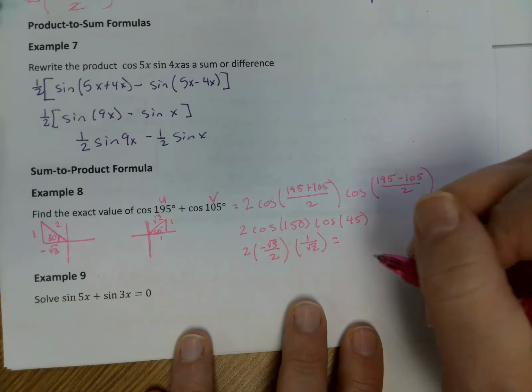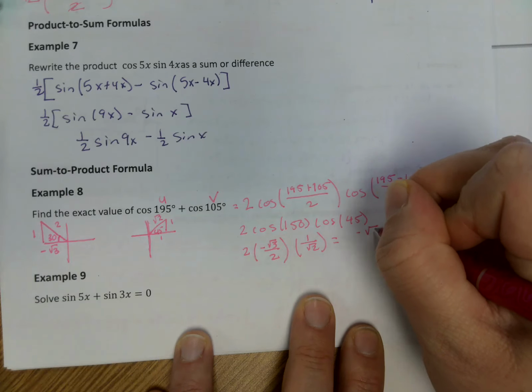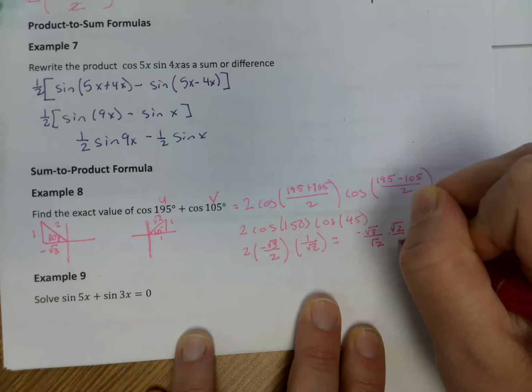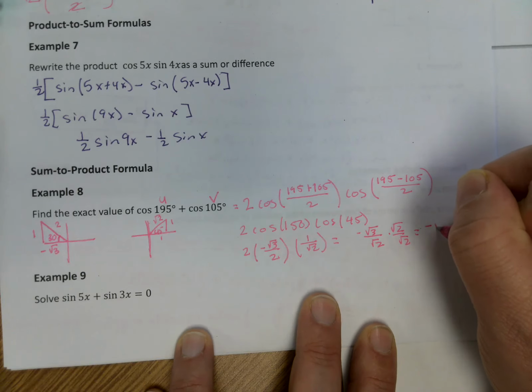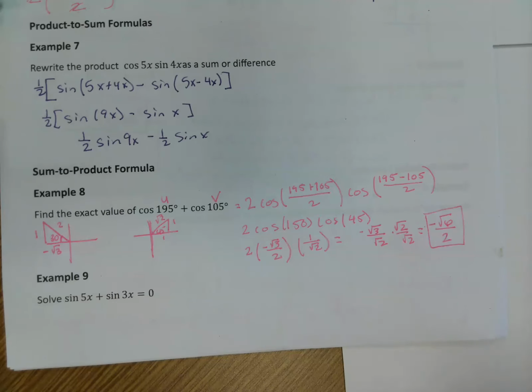And if I multiply that across, these two 2's will cancel each other out. So I'm going to have a negative square root 3 over square root 2, which I have to rationalize, square root 2 over square root 2. So negative square root 6 over 2. That would be my final answer for that problem.